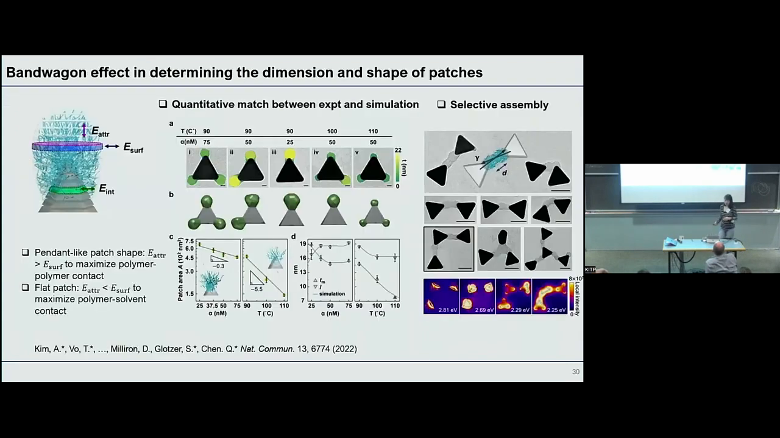I also want to re-highlight that T's modeling is really quantitatively powerful, because not only can the model predict the patch pattern, it can also predict the patch shape. It can really predict why we sometimes have this pendant-like patch shape, and why sometimes we have a more flattened patch shape. And this patch shape is very important because ultimately we're able to introduce patch-only attractions in the system to introduce interesting sub-assembly as shown on the right.